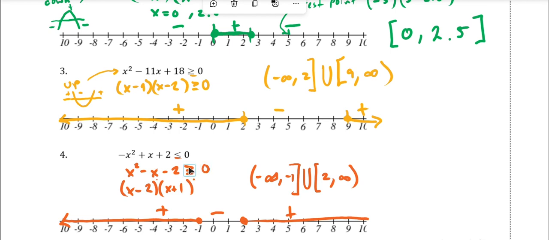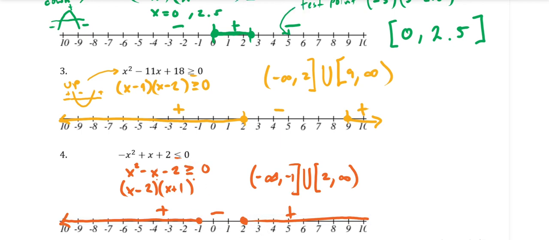We're still using all the rules that we normally use for solving inequalities, and that includes if you multiply or divide by a negative on either side of the inequality, you're going to have to flip the direction of the inequality. So once we factor this, we get x minus 2 and x plus 1. We put dots there, closed dots, because this is an inclusive inequality.